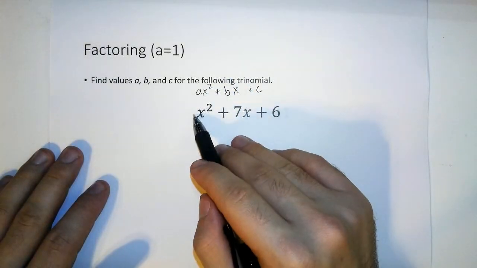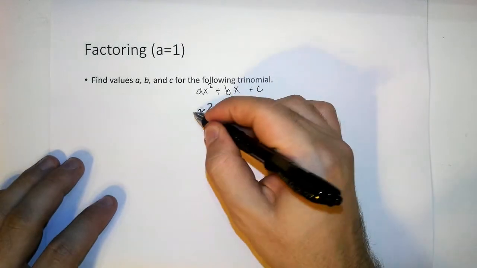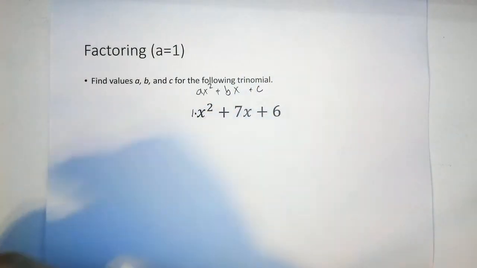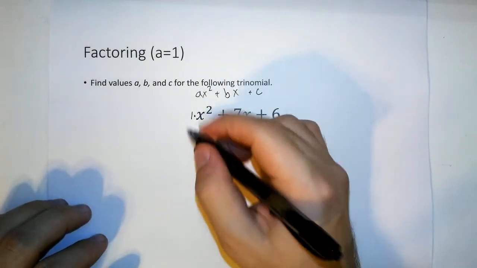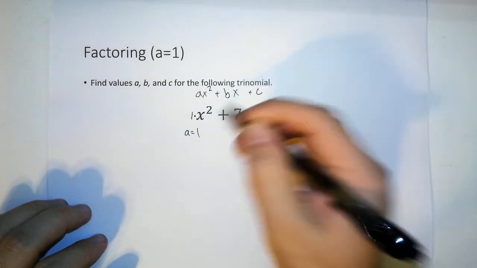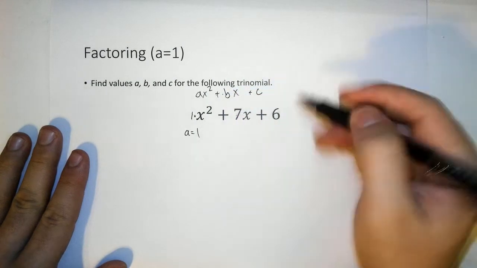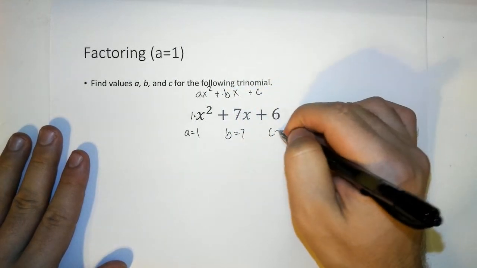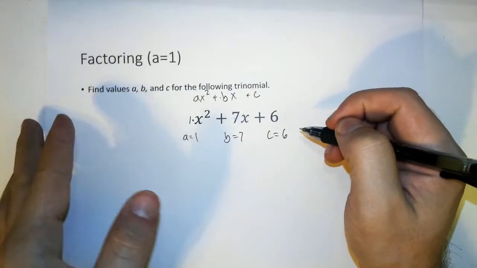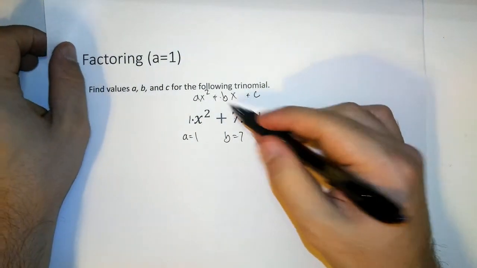I know that we don't see an a there. Well, what number could it be? Remember, 1 can be that invisible multiplier. It can be the multiplier that's there without showing it, so therefore a is going to be equal to 1. b, pretty self-evident, right? b is equal to 7, and c is equal to 6. Okay, just like that, nothing complicated going on.